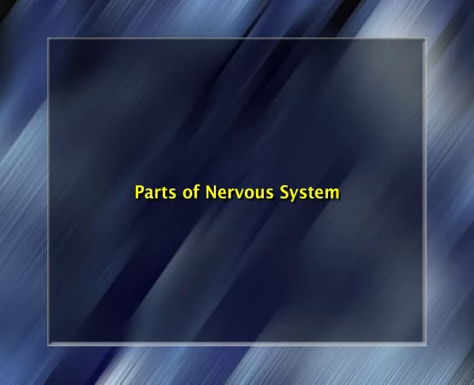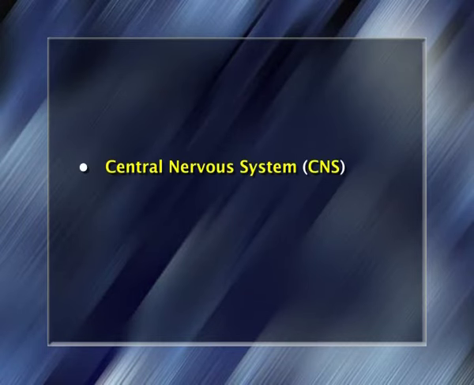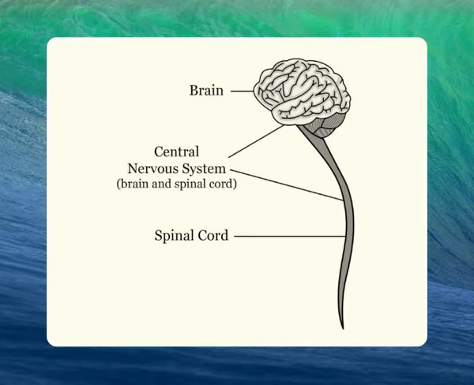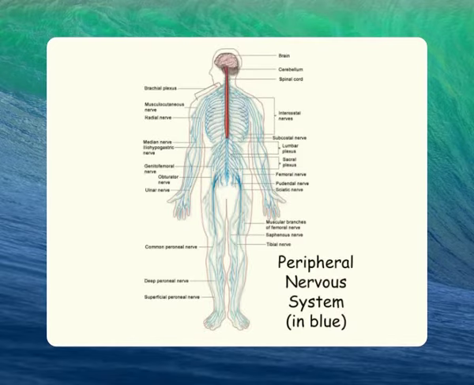Parts of the nervous system. The vertebrate nervous system consists of two main parts: the central nervous system (CNS) and the peripheral nervous system (PNS). The CNS contains the brain and spinal cord. The PNS consists mainly of nerves, which are enclosed bundles of long fibers or axons that connect the CNS to every other part of the body.